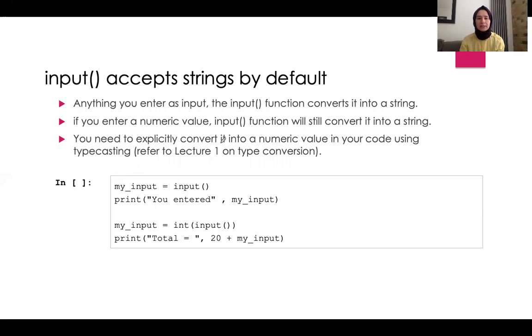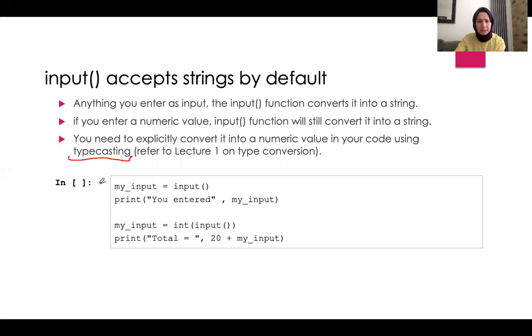An input accepts strings by default. Anything you enter as an input, the input function basically converts into a string. Even though you enter a numeric value, the input function will still convert it into a string. Because of this, you have to explicitly convert the numeric values into integers using typecasting. We'll learn about typecasting in the lecture 1 video, and you can go and watch that one if you don't know about typecasting. So let's look at those examples here.